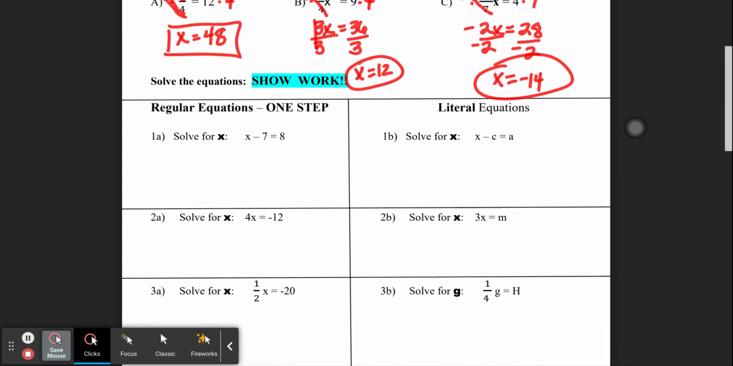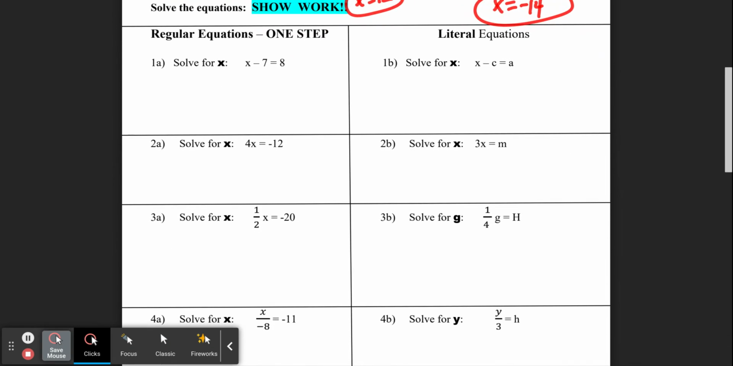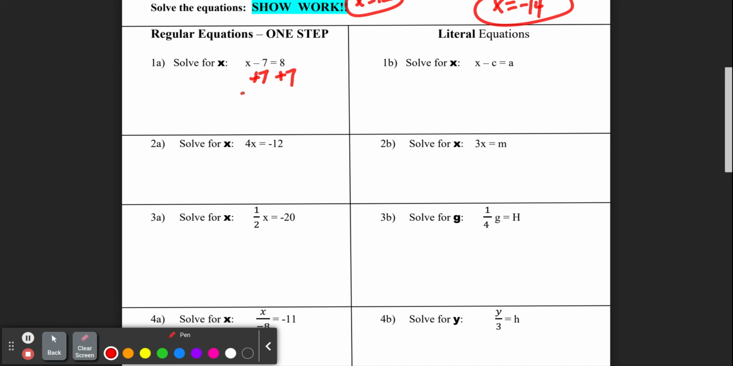All right, so what we're going to do on 1a is we're going to first solve for x like a one-step equation. So on this one, to get rid of the minus 7 on the side of the variable, we add 7. And whatever you do to one side, you do to the other. So negative 7, positive 7 cancel out, and 8 plus 7 is 15.